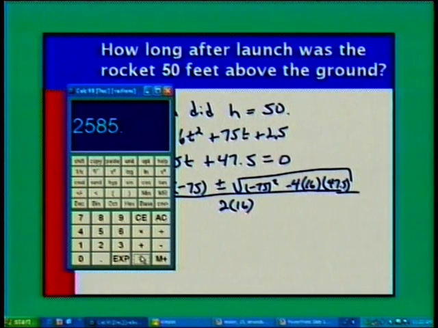Now, I don't think that 2585 is a perfect square. I can check that out by hitting my square root key. And sure enough, I was right. 2585 is not a perfect square because its square root is not an integer.